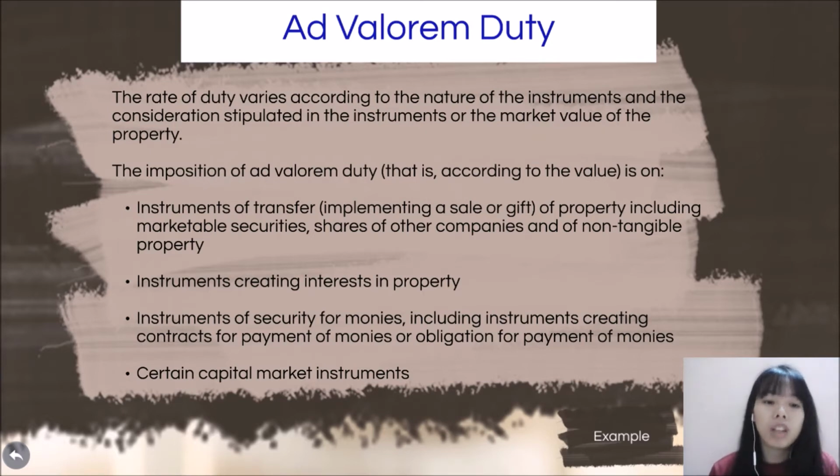Ad valorem duty is also imposed on instruments creating interest in property. Next is instruments of securities for monies, including instruments creating contracts for payment of money or obligation of payment of money. And the last one is certain capital market instruments which impose ad valorem duty.